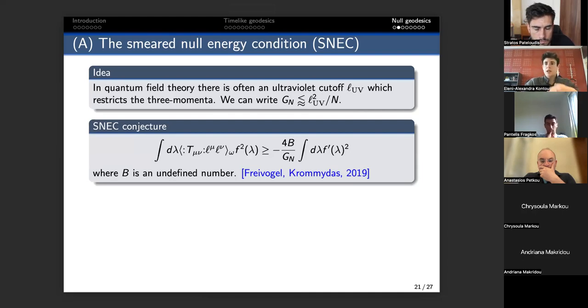So this is again a pretty similar form to the time-like one. This is integrated over a null geodesic here. We have one derivative instead of two in order for the expression to be invariant under affine parameterization. And it also depends on the G Newton. So in the G Newton is hidden this UV cutoff. So this bound depends on the UV cutoff of the theory. But if we have a finite cutoff, we have a finite bound.